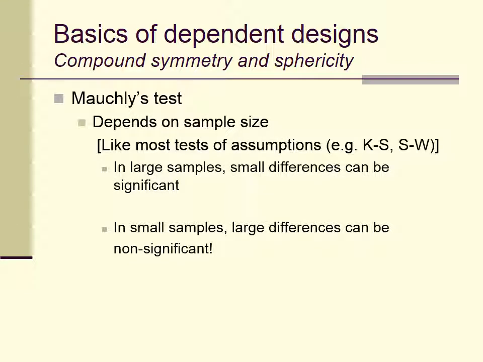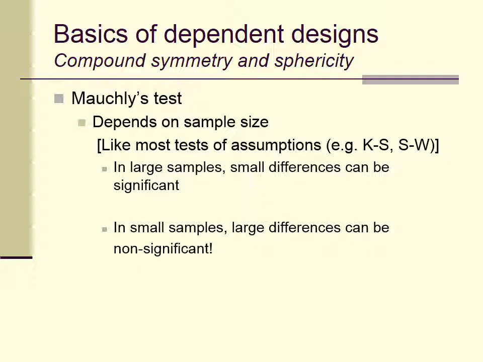An important point to make is that, like pretty much all other tests of assumptions, if you have a very large sample of data, if you have many people going through your repeated measures ANOVA, then very small differences in the variances of the differences between those conditions can be significant. And if you have a very small sample, as you sometimes do with a repeated measures design or repeated measures ANOVA for a dependent design, then very large differences in the variances between the differences can be non-significant.